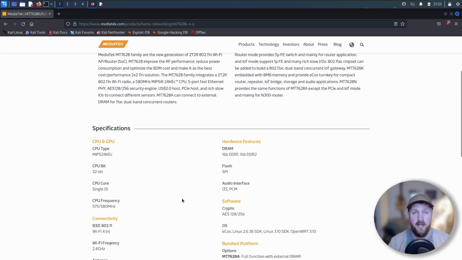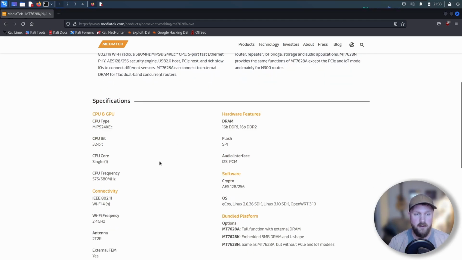So if we scroll down here to look at the specifications, we'll see a little bit of interesting information about it. The one thing that sticks out to me here is the CPU type, which is MIPS. Now, if you're not familiar with MIPS, this is the MIPS 24KEC. MIPS is the architecture of the CPU, kind of similar to if you are familiar with either x86 or x64 architectures or even ARM.